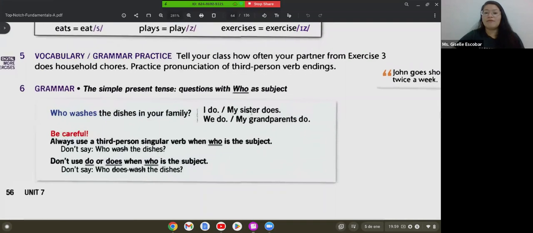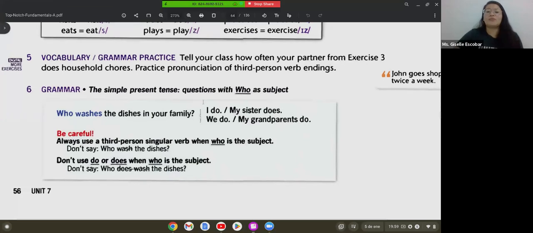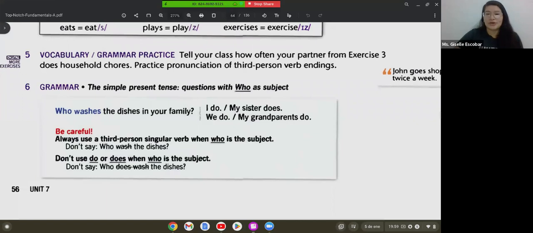And we have 4 options as the answers. Nos da 4 opciones de respuestas. I do, yo lo hago. My sister does, mi hermana lo hace. We do, nosotros lo hacemos. And my grandparents do, lo hacen mis abuelos. So those are some of the options that we have. Let's keep in mind that when we are talking about third person, we need to change the verb. So por eso vemos aquí, my sister does.